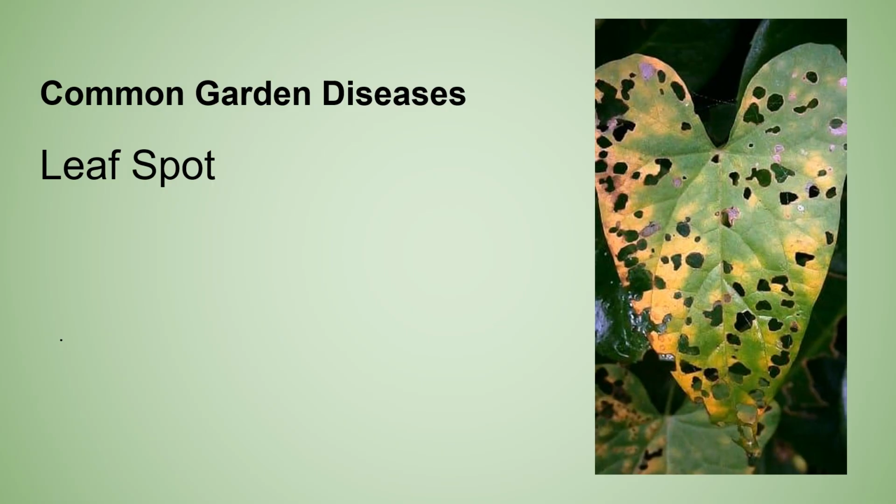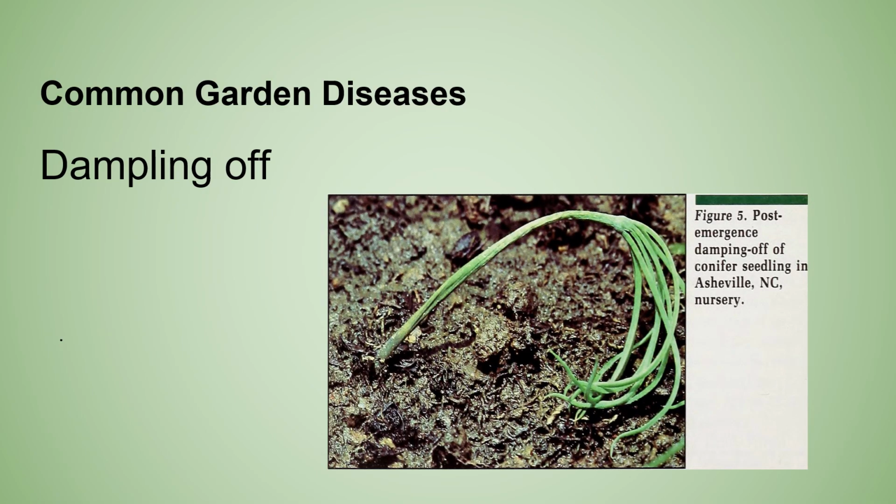Then we have leaf spots. You can see them as spots on the leaves. They also devastate the leaves and eventually reduce the yield. Then damping off. Damping off is also a fungal disease and eventually it's going to kill the plants. The plants will just droop and they will die eventually.